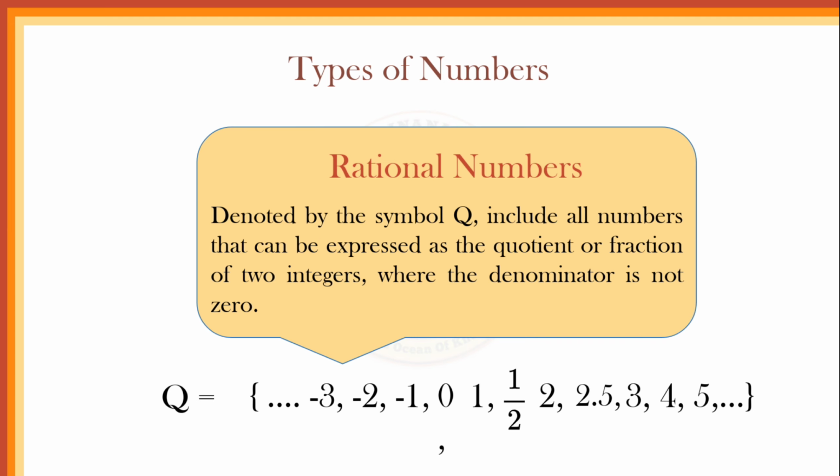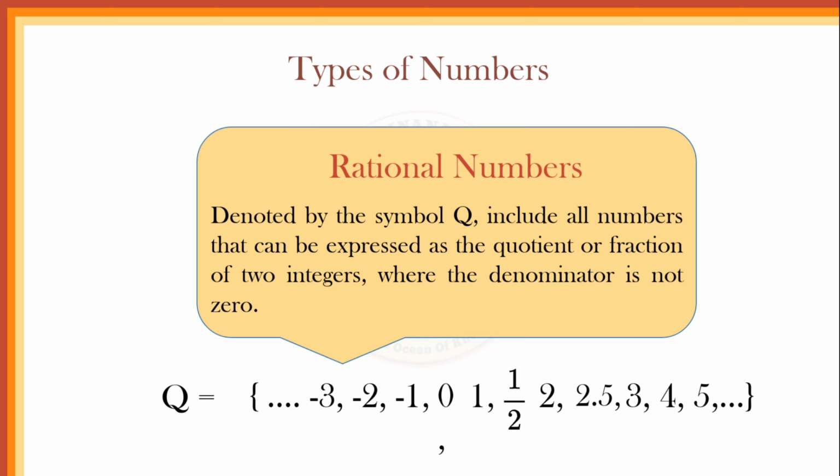Rational numbers include all integers and their fractions where the denominator is not 0. Let's delve into the key characteristics and properties of the rational numbers. Rational numbers can be expressed as a ratio or fraction. Integers are a subset of rational numbers. For example, 5 can be expressed as 5 by 1.